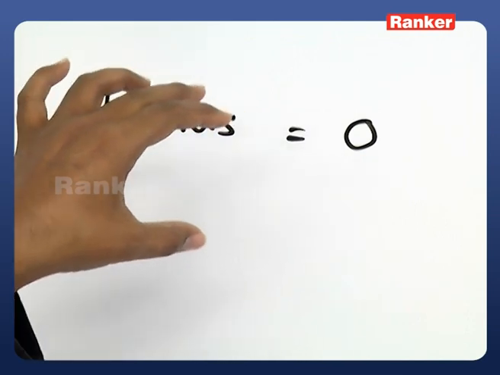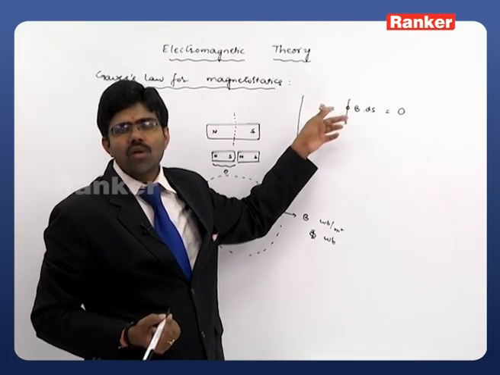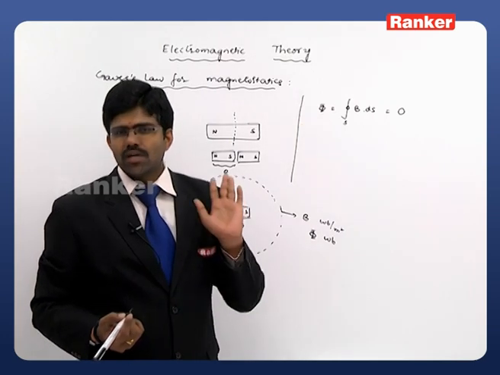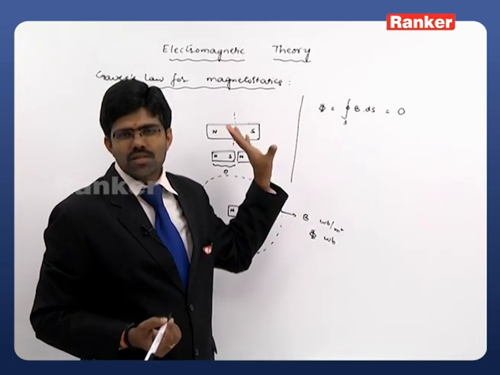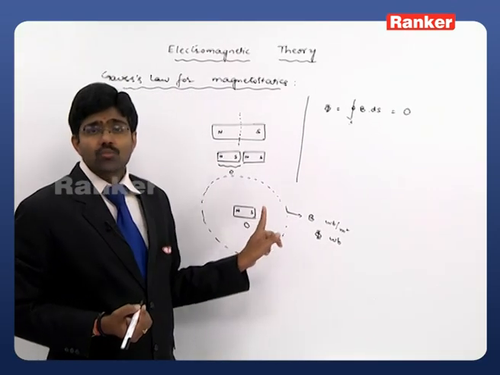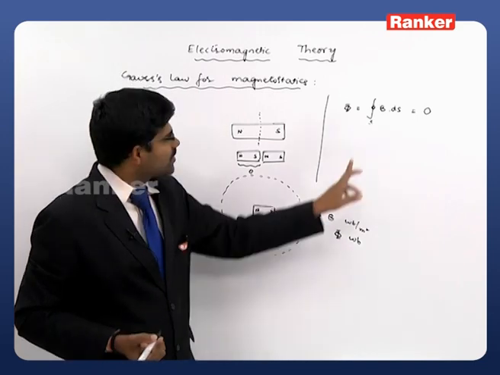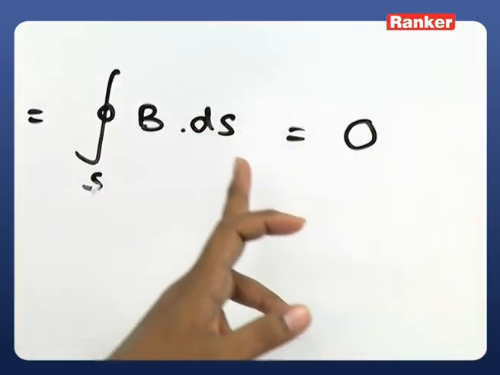This is the important equation we are supposed to remember, and it is called the integral form of Gauss law for magnetostatics. A very simple equation, which describes the non-existence of magnetic monopoles. The magnetic monopole does not exist. That is simply the surface integral of B dot ds equal to 0.